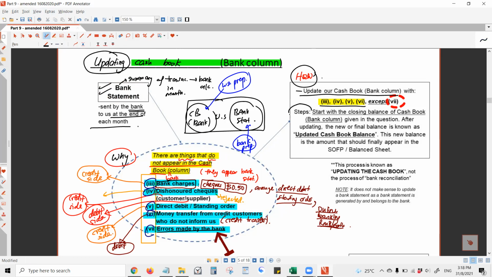How to do? Steps. The question will give you a cash book. Then you see what is the closing balance of the cash book bank account that's given in the question. You start with that figure.